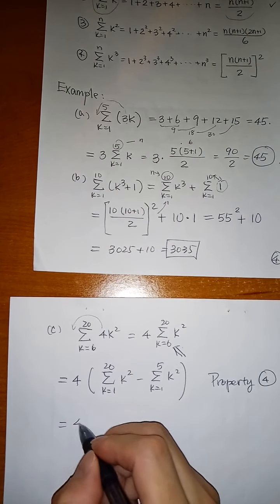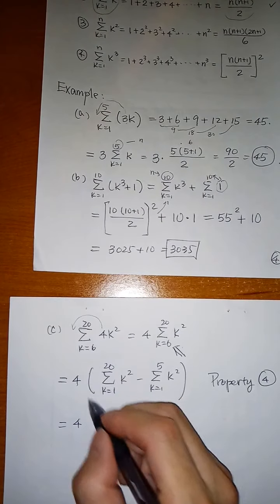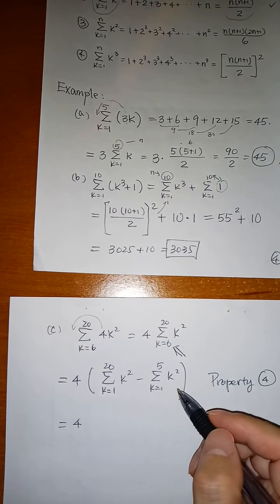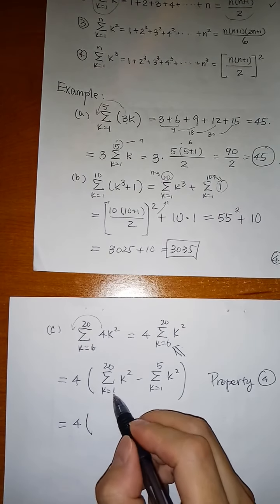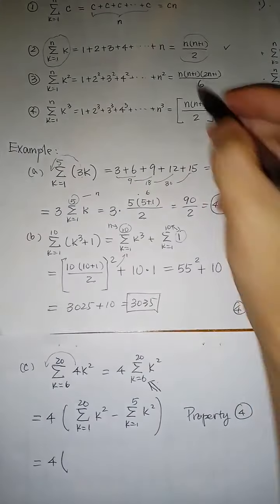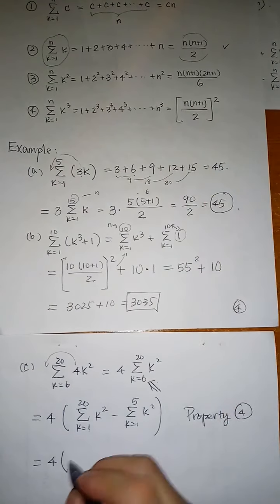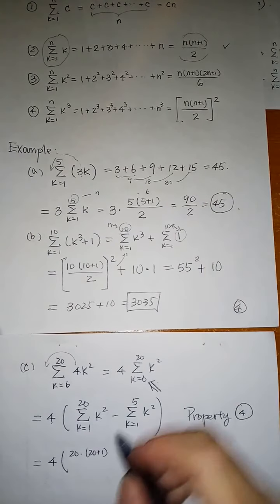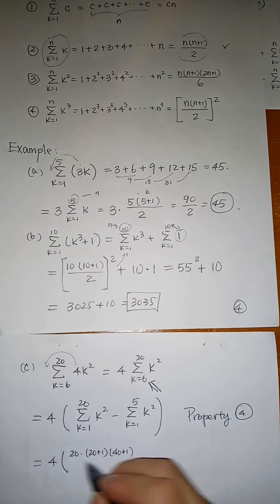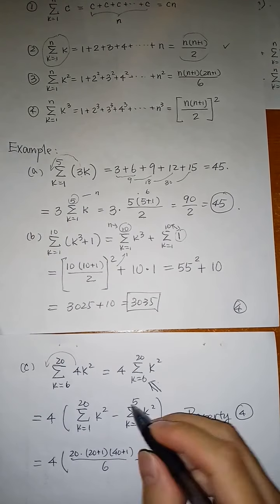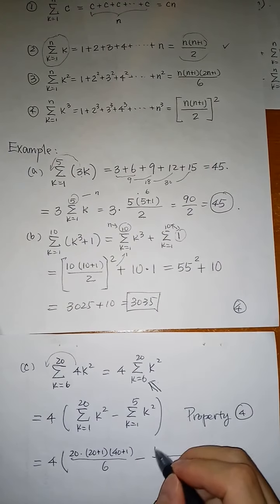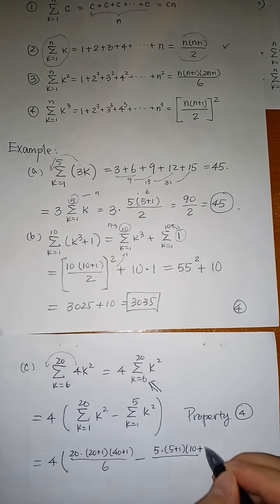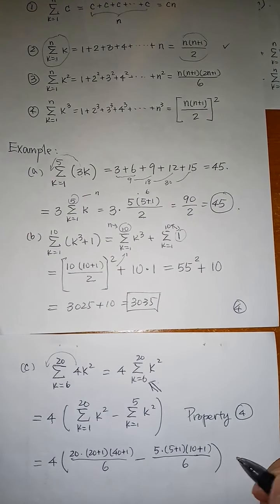Okay, now we can apply. This 4 is a coefficient of the difference, not just one term. From 1 to 20, k squared: n is 20, so it's 20 times 20 plus 1 times 2 times 20 plus 1, which is 40 plus 1, over 6, minus 5 times 5 plus 1 times 2 times 5 plus 1, which is 10 plus 1, over 6.